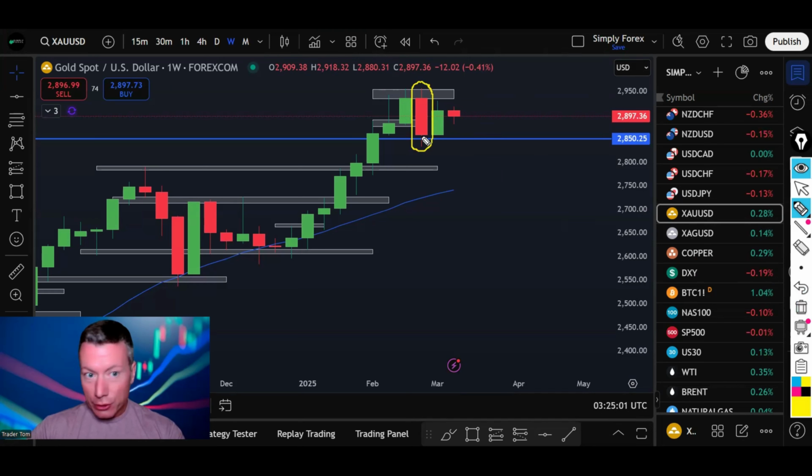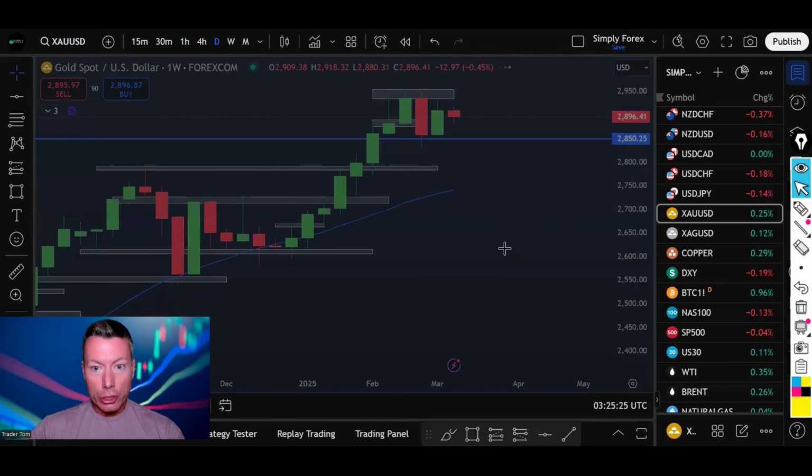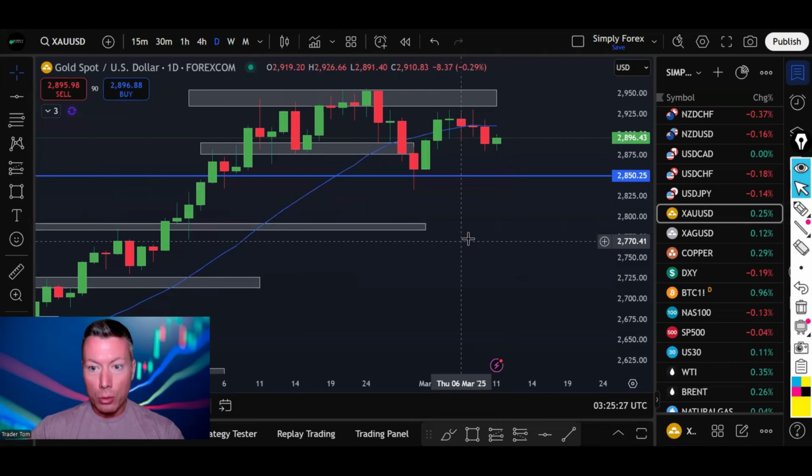So for me, sellers are still in control on the weekly chart. We've got this big bearish candle, and even though last week's candle is bullish, we have this top wick, and it's actually inside this larger selling candle. So on the weekly, we are in an uptrend, but the candles are telling me we still potentially have some room to the downside.